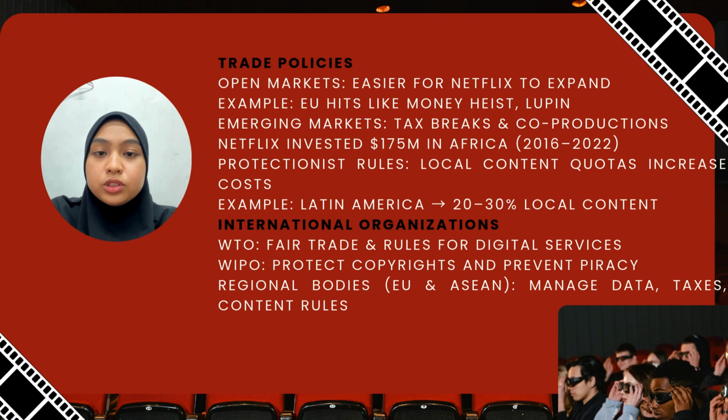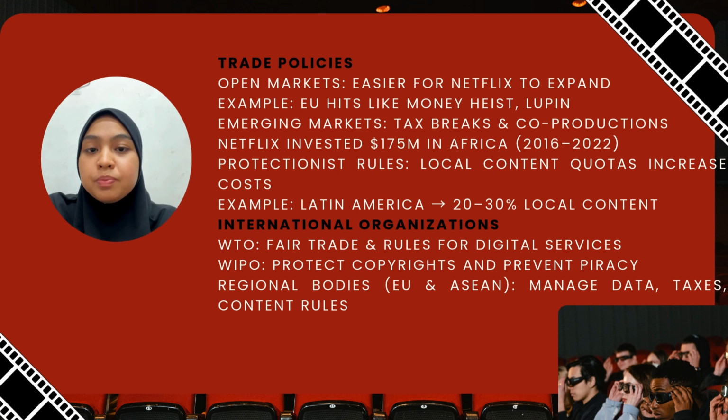For trade policy, first is open market. It is easier for Netflix to expand. For example, EU hits like Money Heist and Lupin. Second is emerging market. Tax breaks and co-production. Netflix invested 175 million in Africa, and protectionist rules like local content quotas increase costs. For example, Latin America requires 20 to 30 percent local content.